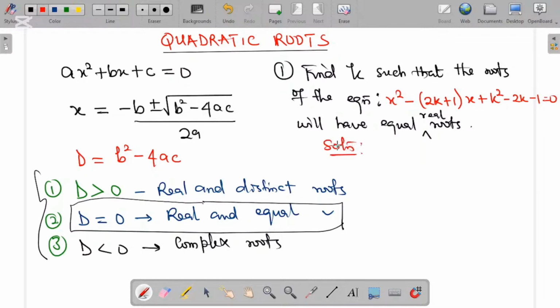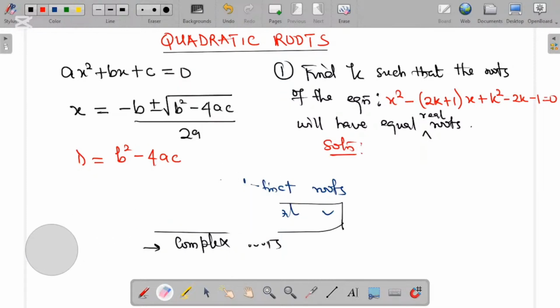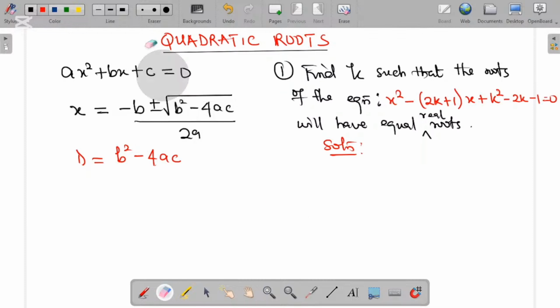Permit me to remove here. I believe that you already have it. Now for the roots to be equal and real, the discriminant must be 0. So our discriminant d must be equal to 0. So the question now is, what is our d? It's already given here. So we need the value of b. And what is our b? Our b is minus 2k plus 1.